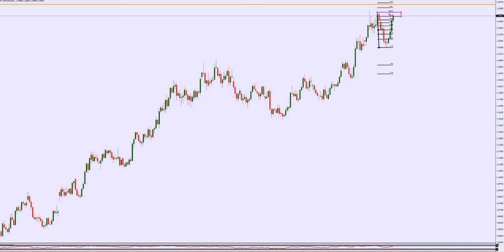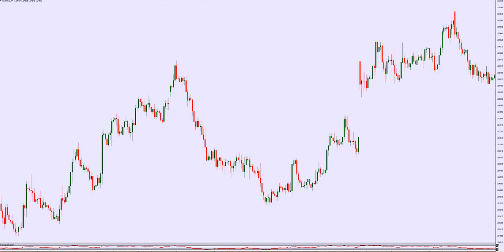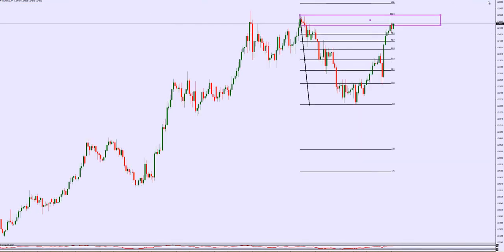But let me go ahead and draw this out here. We have some ratio confluence in this area. I'm going to go ahead and take this. There's your X to A to B, B to C, C to D. So there's our bat. That's a pretty little bat. It doesn't get much prettier than that. I like to see that.